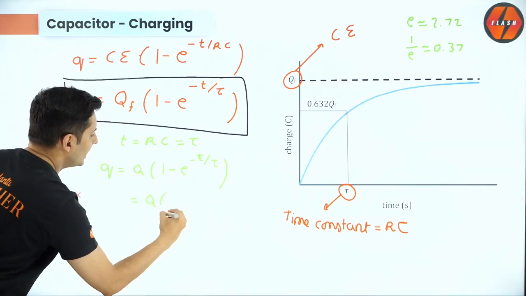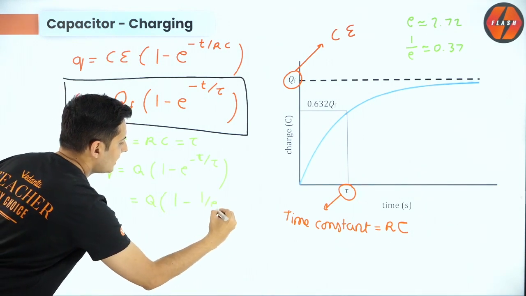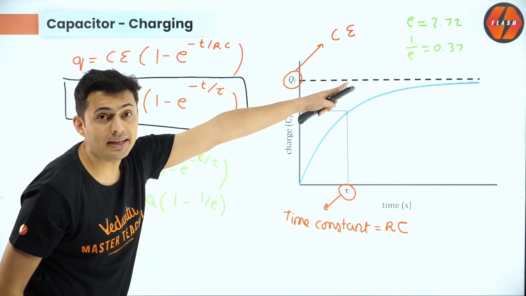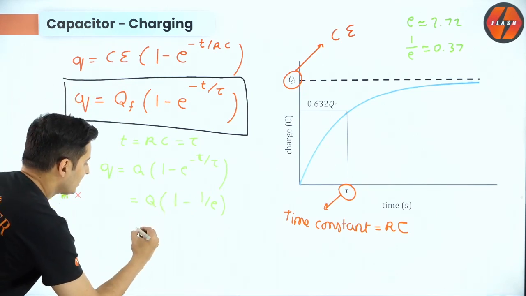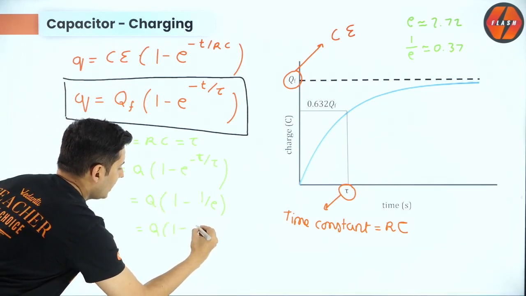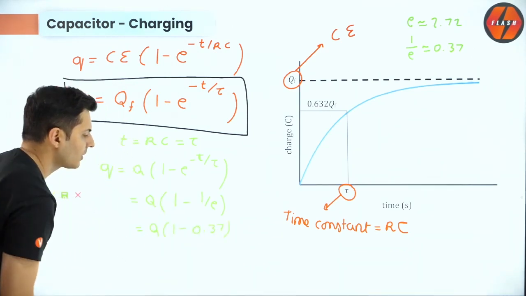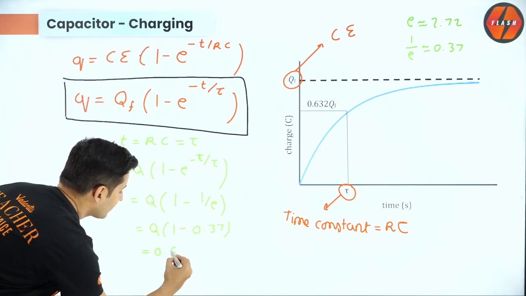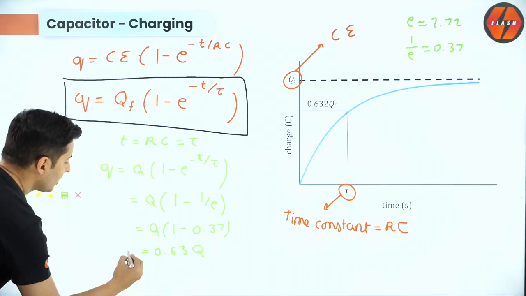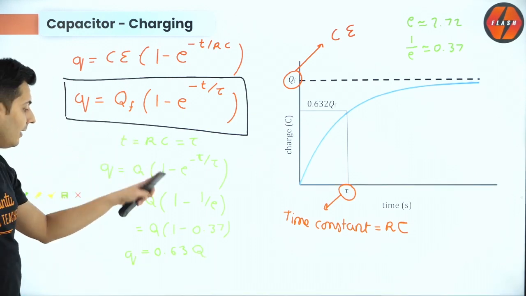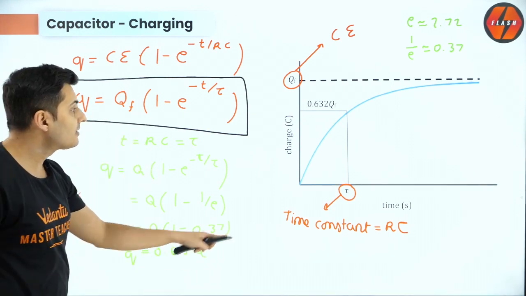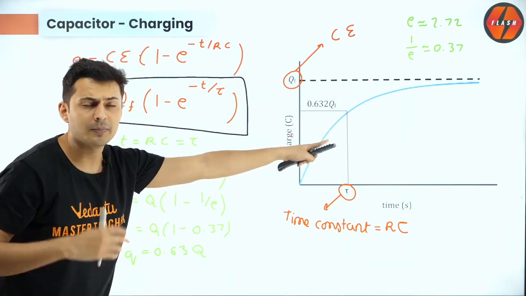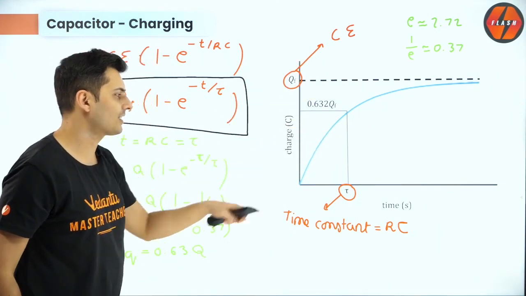This will become Q into 1 minus 1 by e. 1 by e is 0.37, remember? So it is nothing but Q into 1 minus 0.37. You can learn that value by heart, it is very important. And this will give me 0.63 times Q. So the charge after one time constant is roughly 63% of the final charge.